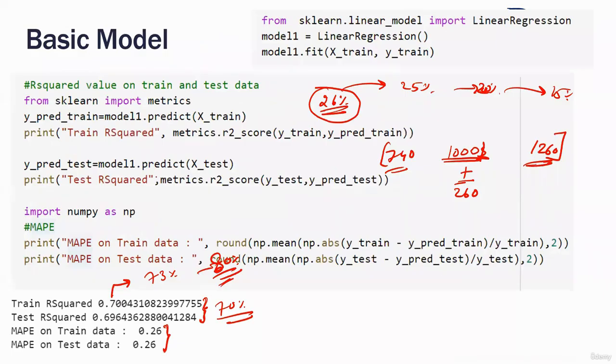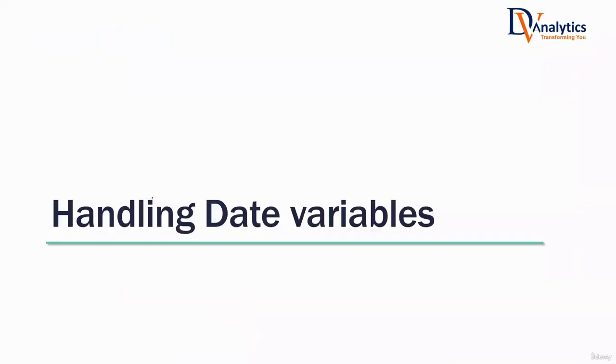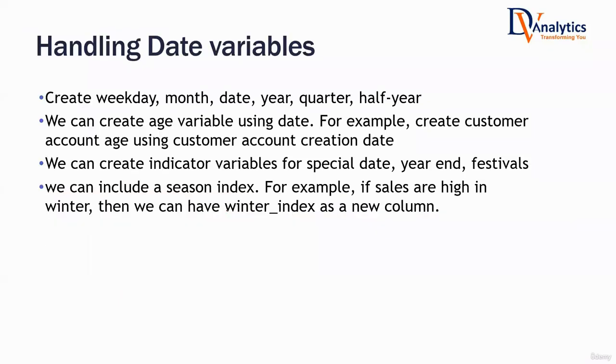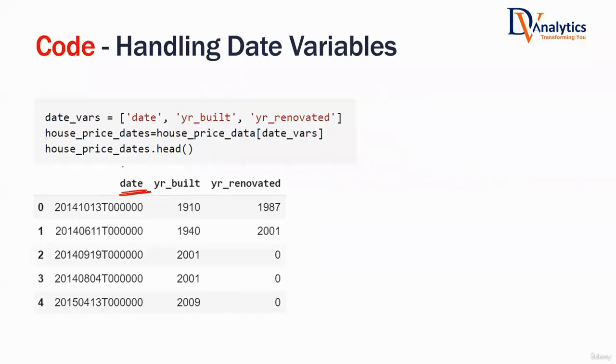Now let us come to handling the date variables first. Once you have the date variable, you can create something like month and date. You can derive year, quarter, half year, etc. So we have the date that it got sold. This is the sale date, the date that the house got sold. We have another date variable, not directly a date. We have the year it got built.